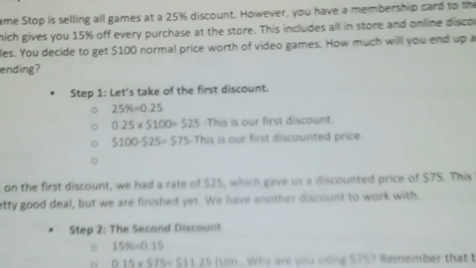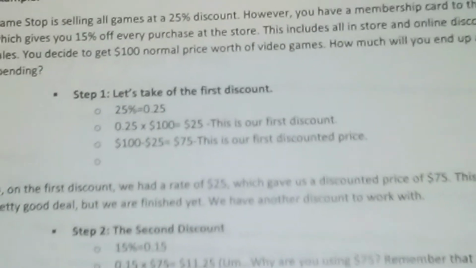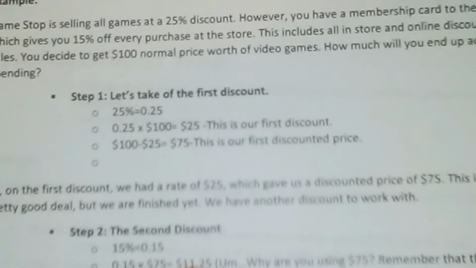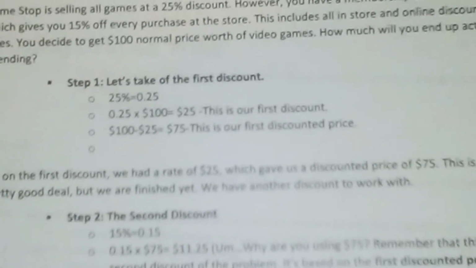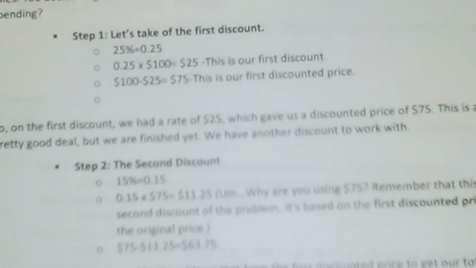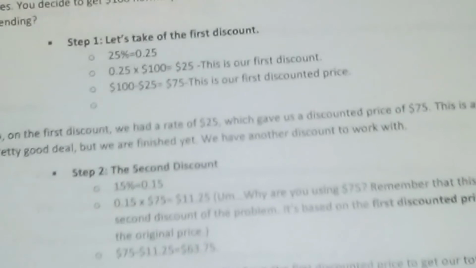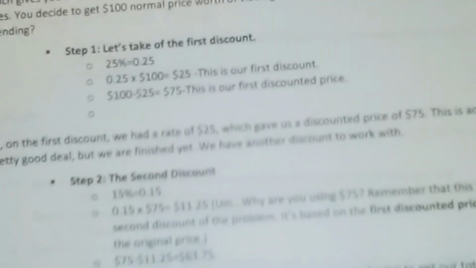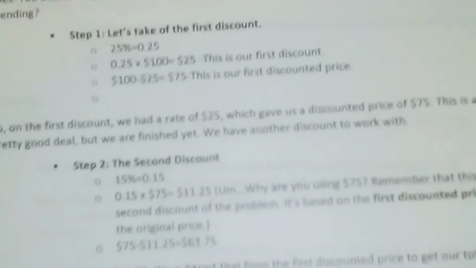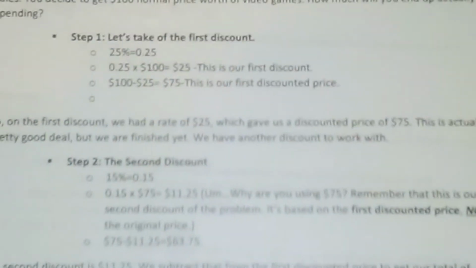So like before, we take $75 minus our discount rate of $11.25. When we do that, we get $63.75. So the second discount is $11.25. So we subtract the second discount from the first discounted price to get our total of $63.75. So this is actually a pretty good deal.